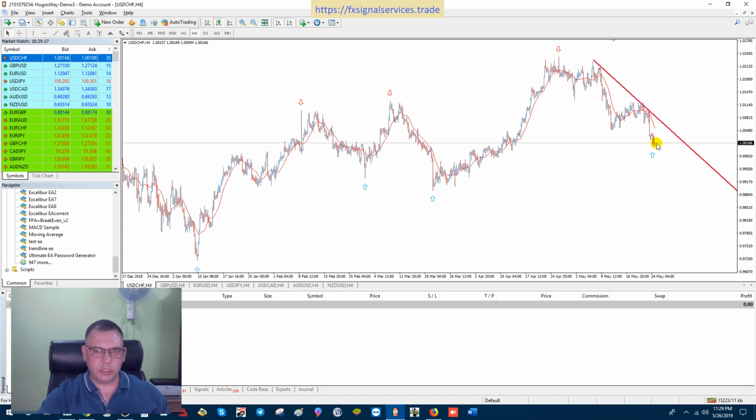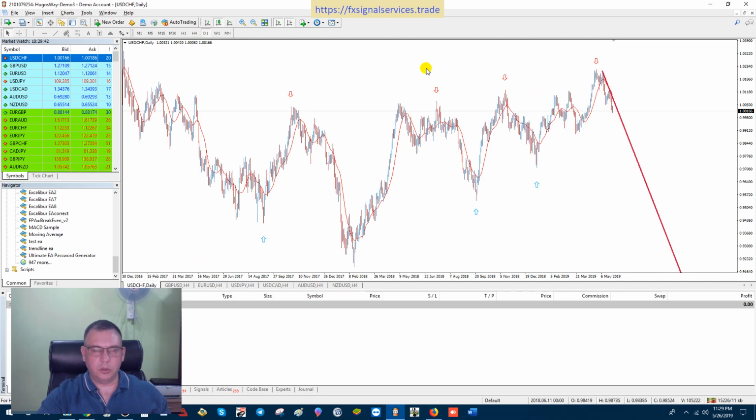It very well could, and most likely will, go up and touch this trend line. My guess is that this is going to bounce off of this trend line and come down further. If we look at the higher time frames, like the daily, we see a down arrow but no up arrow, meaning that overall this is still in a downtrend.